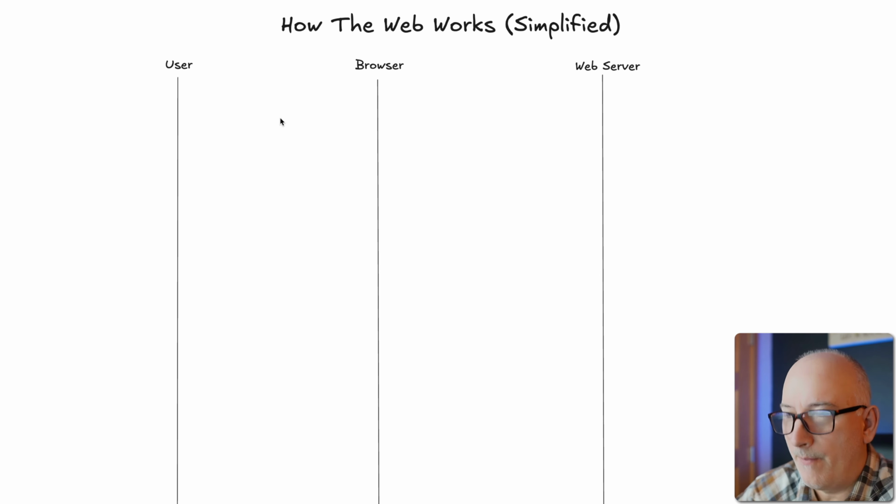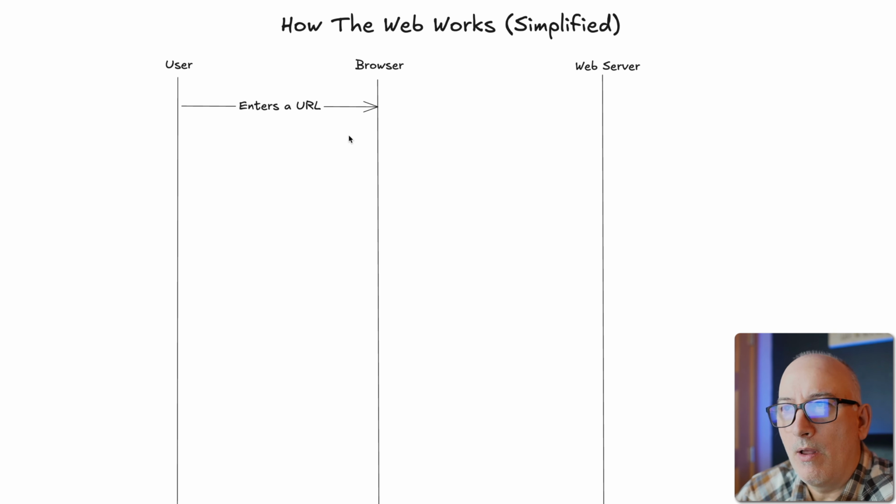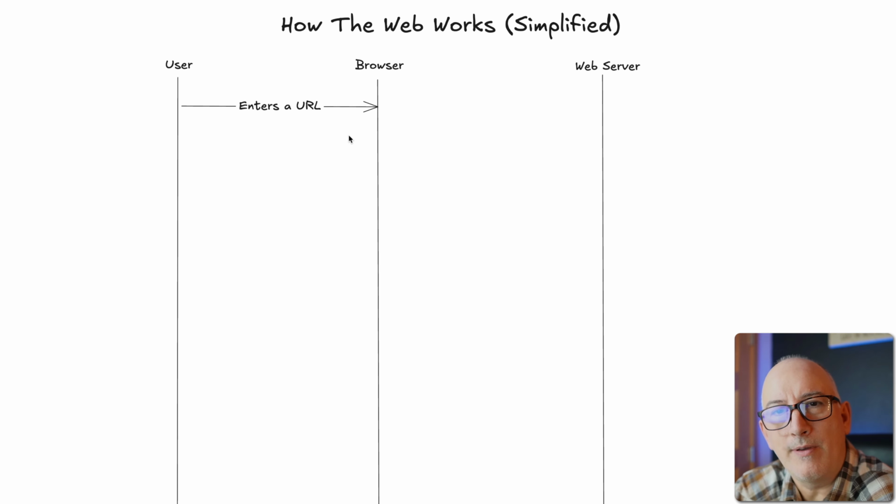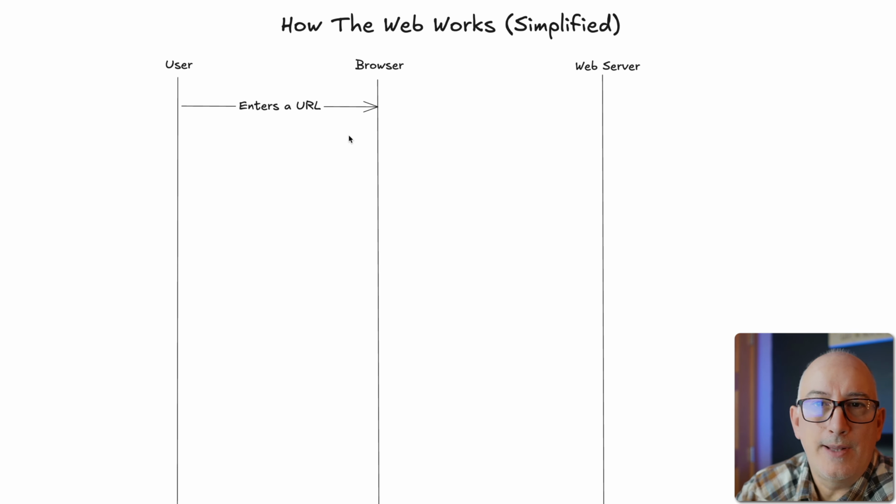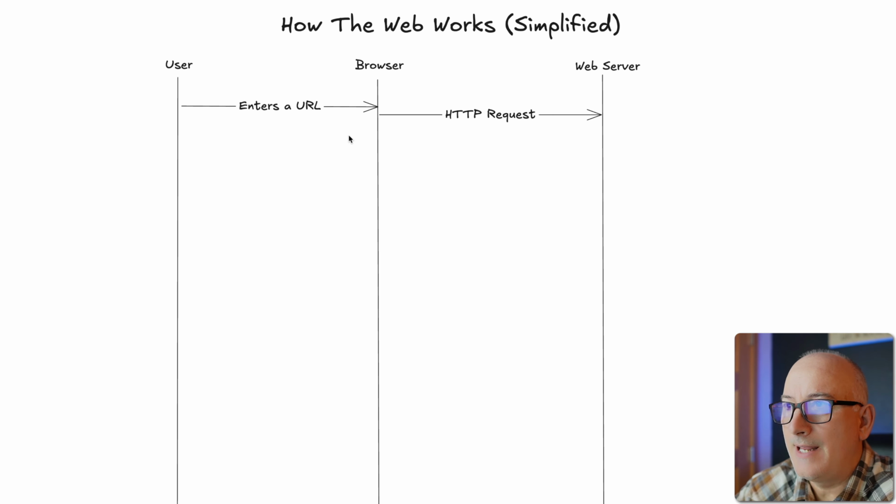So first of all, the user enters a URL into the browser. We do this all the time. We type in google.com, or maybe sometimes we search for certain things and then we click a link. But when you click a link, the browser sets the URL based upon the link that you clicked. After this, the browser sends an HTTP request to the web server.